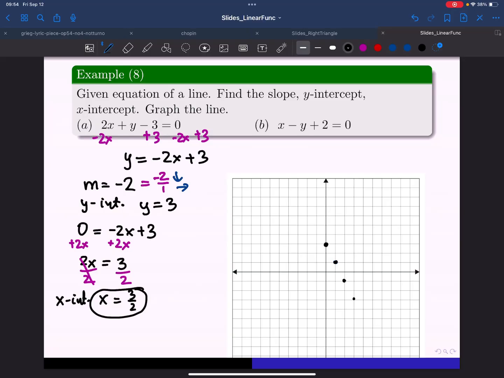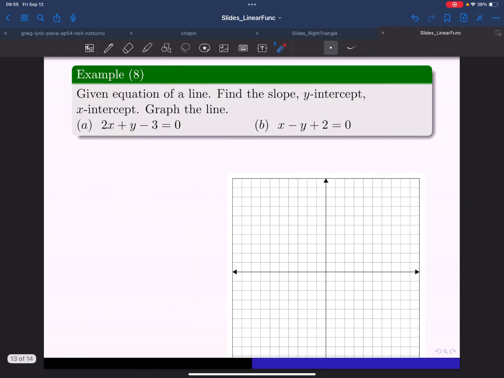And then once we graph the line, we can see that this is y is equal to minus 2x plus 3. That's my graph right here. And we can see that the x-intercept is roughly 1.5. So 3/2 is right here. 3/2 is my x-intercept. So everything is coming together.